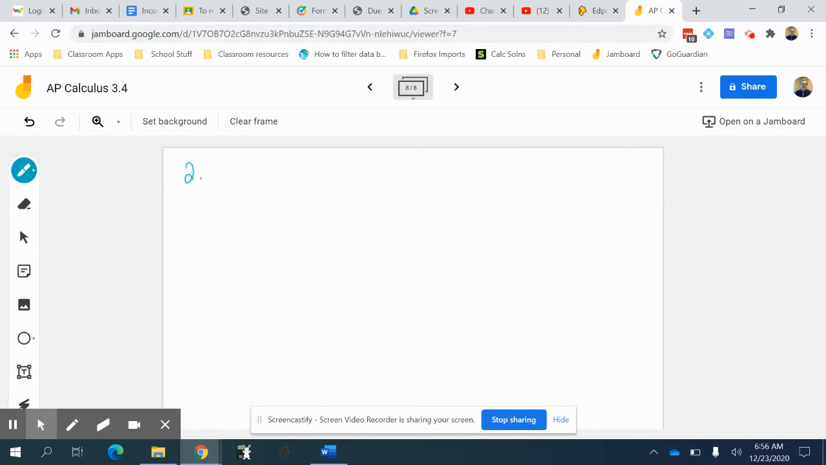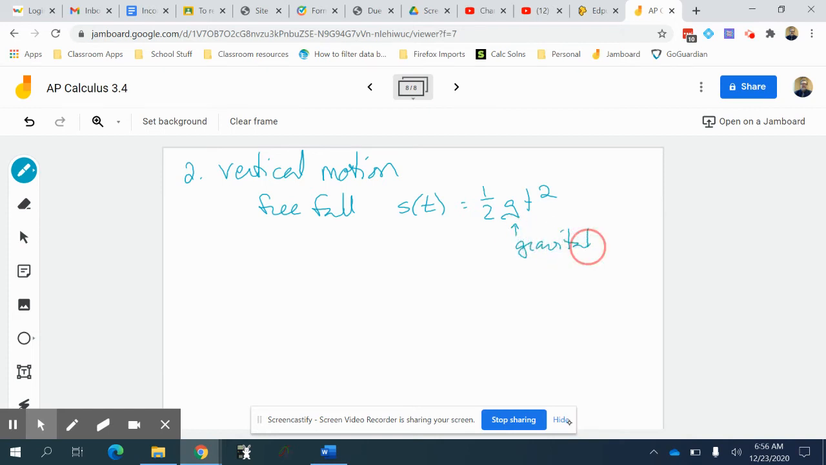Vertical motion. Vertical motion is another useful one because we like to throw things or launch things into the air. If we're just talking about free fall, then the position at time t after you drop something can be calculated as one half g t squared, where g is the gravitational constant. In Earth's gravity, this is 32 feet per second squared, or 9.8 meters per second squared. You should generally be given the value for whatever gravitational field you're in.